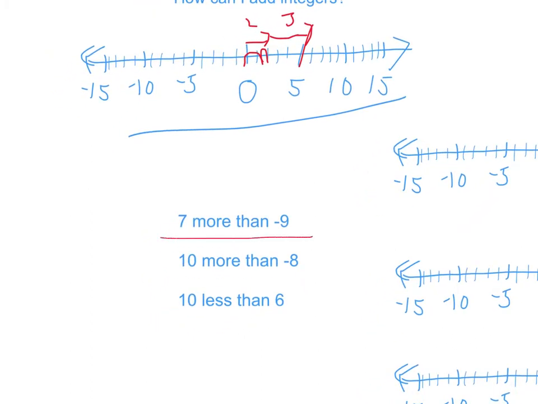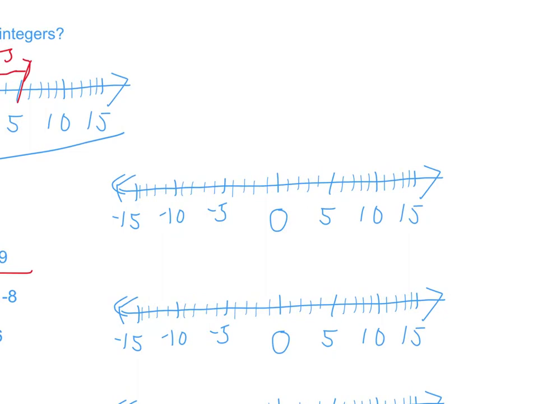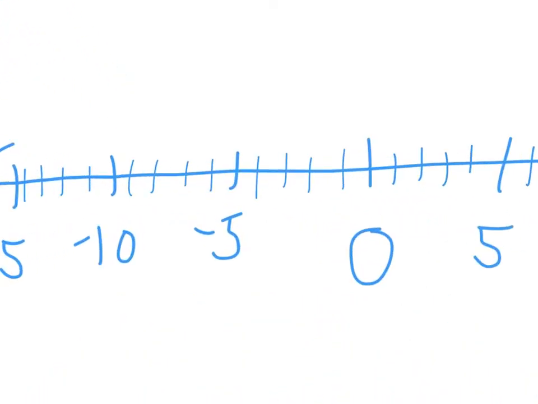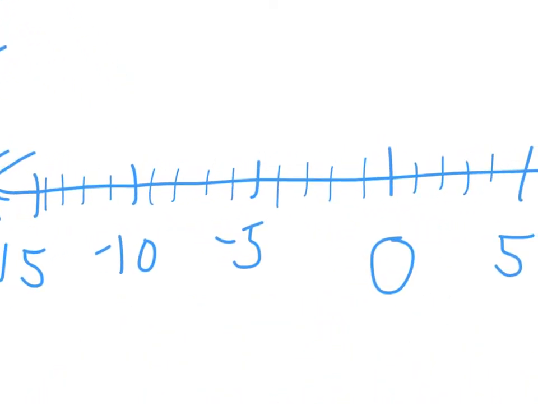It says 7 more than negative 9. So we come back over here, down to the number line. We're going to pinpoint negative 9. So here's 5, 6, 7, 8, 9. Here would be negative 9. So basically, we'll start there at negative 9.